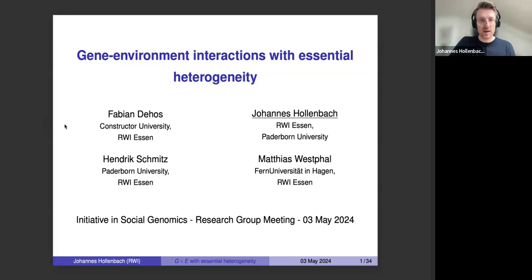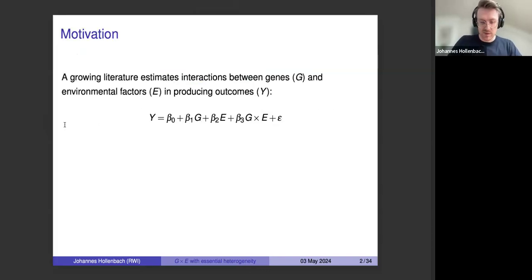I'll just start with the presentation now. As all of you are probably aware, the gene environment interaction literature is growing, and at its core is estimating the interaction between genetic components and environmental factors in producing outcomes. You can think about this in a very simple regression equation like this, where an outcome Y is subject to genetic components G, environmental components E, and their interaction.